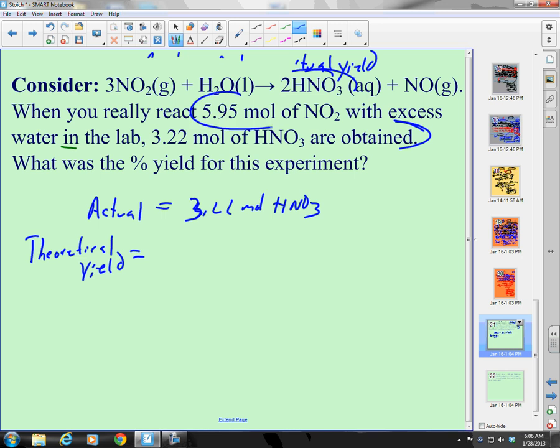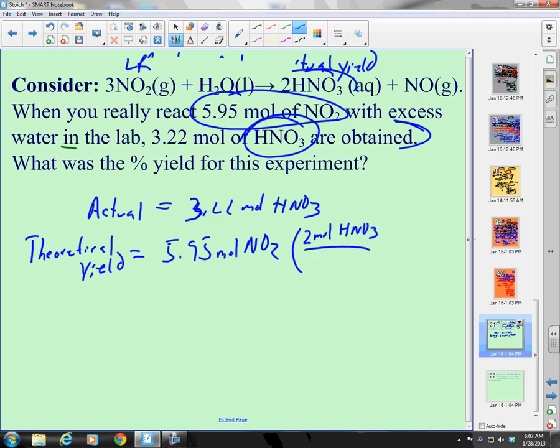I really react 5.95 moles with excess, which means that this must be my limiting reagent. So my limiting reagent is 5.95 moles of nitrogen dioxide. I want to get a product. Which product? I want to get my nitrous acid. So I have 2 moles of nitrous acid per 3 moles of nitrogen dioxide. Calculate that.